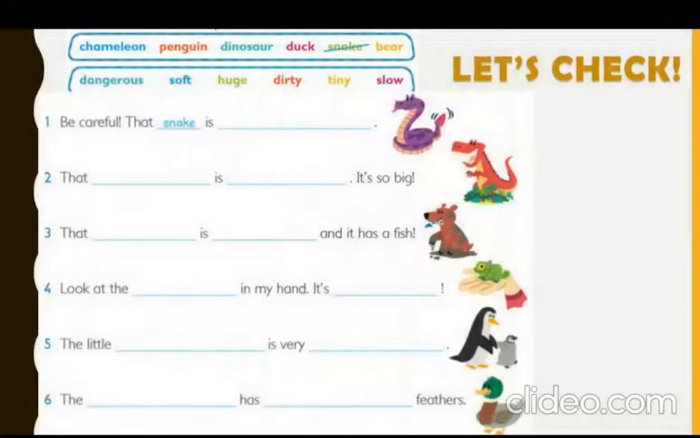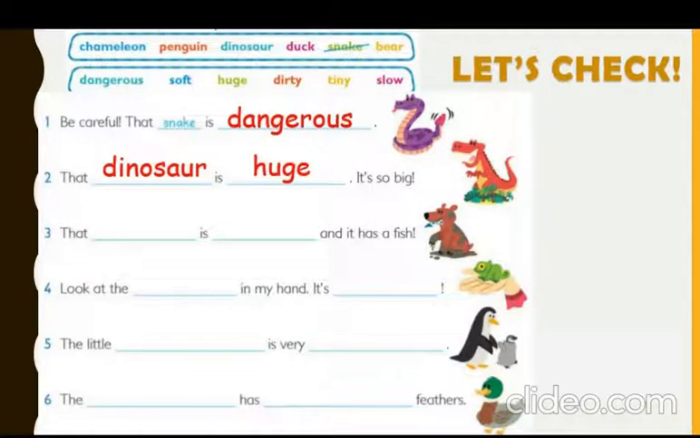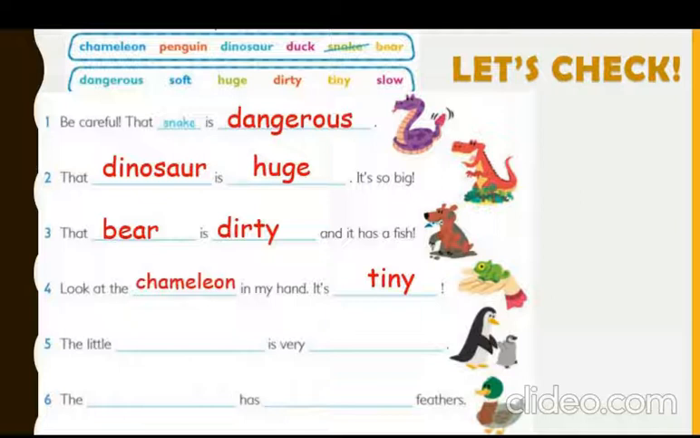Let's check. Number one, be careful, that snake is dangerous. 2, that dinosaur is huge. Yeah, it's so big. Number three, that bear is dirty and it has a fish. Four, look at the chameleon in my hand, it is tiny, it's very small. Number five, the little penguin is very slow. And number six, the duck has soft feathers. Okay? I think all of you can do it very easily.